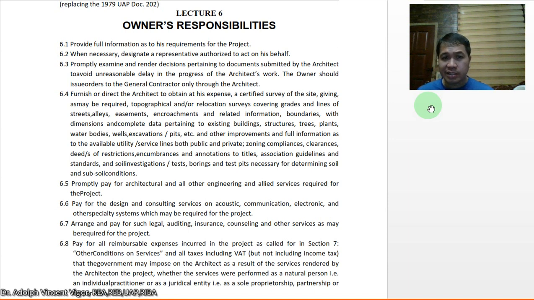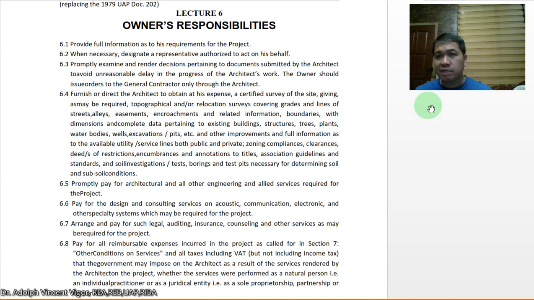A soil investigation test, because it's important, class, that you know the soil type, and test pits necessary for determining soil and subsoil conditions. Especially, guys, if the soil is quite soft, you may need these details so that you could collaborate more with your structural engineer and work hand in hand with the other allied professions. Then promptly pay for architectural and all other engineering and allied services required by the project.